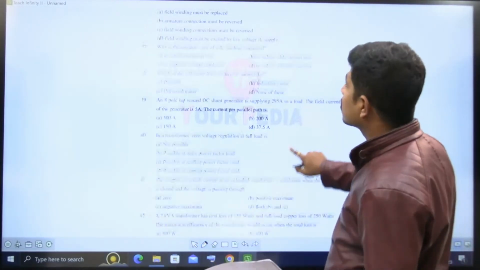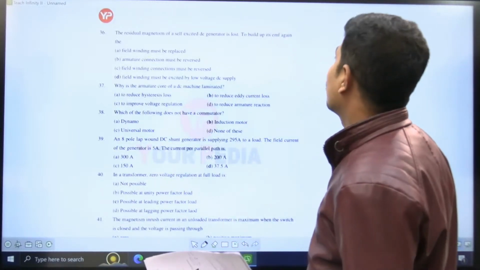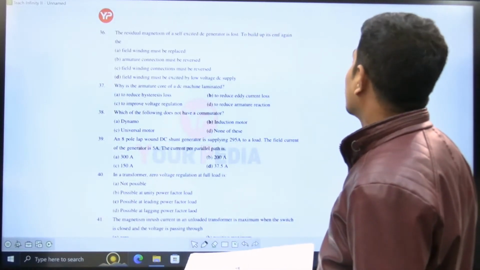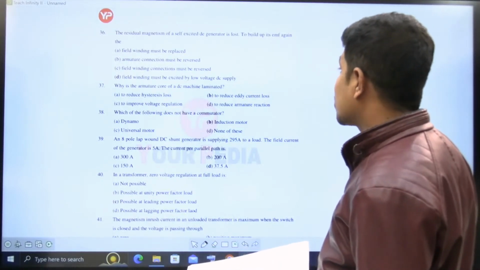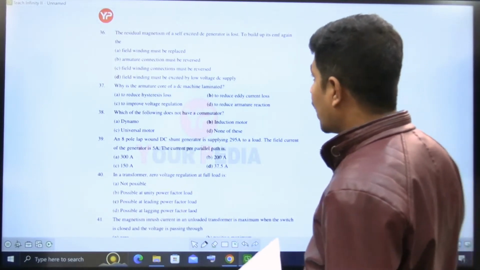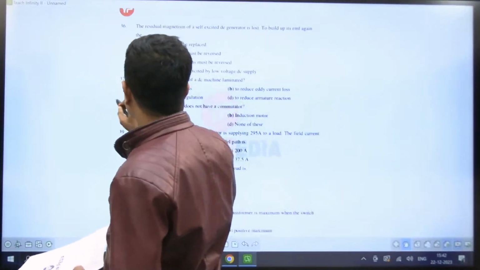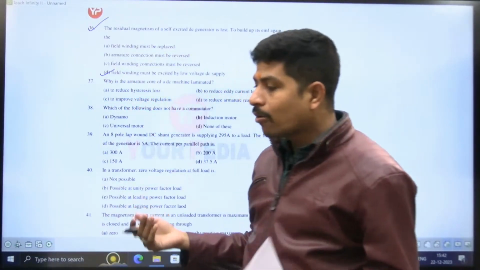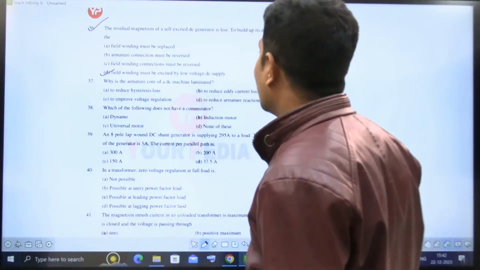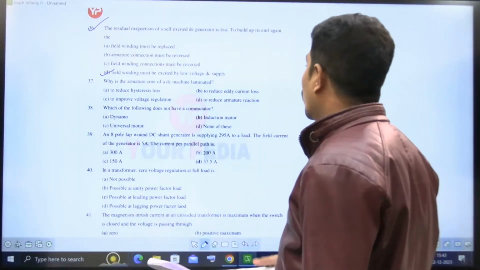The residual magnetism of a self-excited generator is lost. To build up its EMF again, the field winding must be excited with a low voltage DC supply. This is a direct theory question. So we have to excite the field winding again.